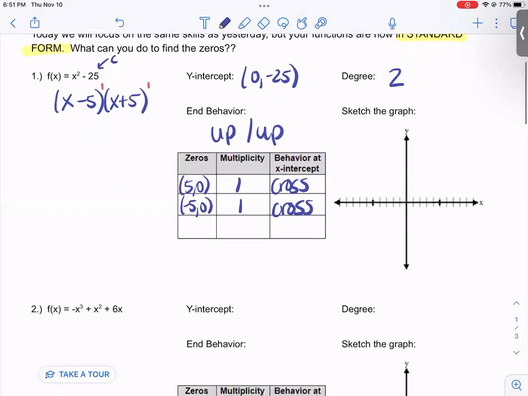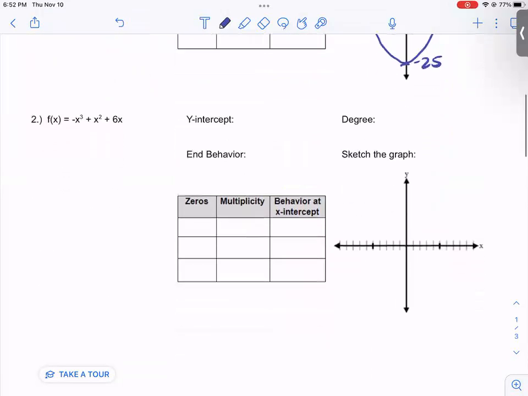If we go over to the graph, we want to mark our y-intercept down here at negative 25, and we are going to draw the graph through the two intercepts, which are going to be at negative 5 and 5, with up and up behavior. And so we have a quadratic with a degree of 2 that intercepts the x-axis at negative 5, down to the negative 25 intercept, and up through 5 to finish it off. There's our first example.